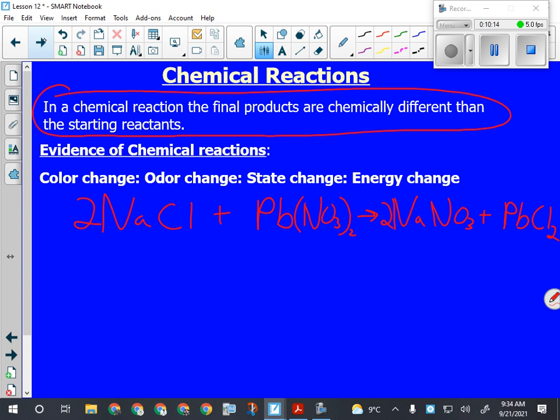How many lead atoms here? 1. How many over here? 1. How many nitrates are there? 2. How many nitrates over here? 2. There's a 2 in front of the compound. That's the tricky part, because we don't have the little 2 beside it. But that big 2 means everything in this compound is multiplied by 2. So there's 2 sodiums.